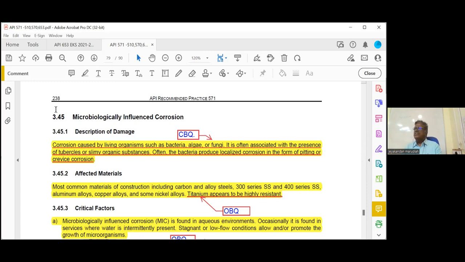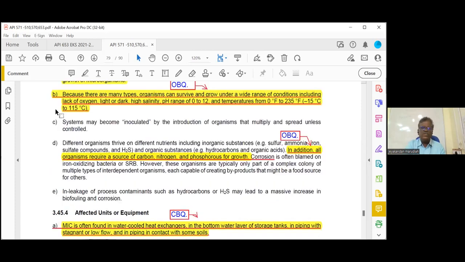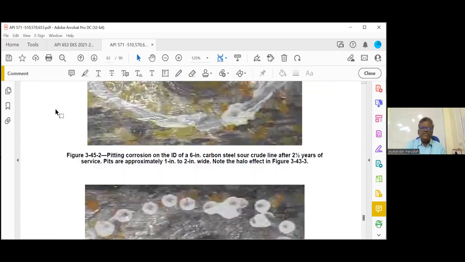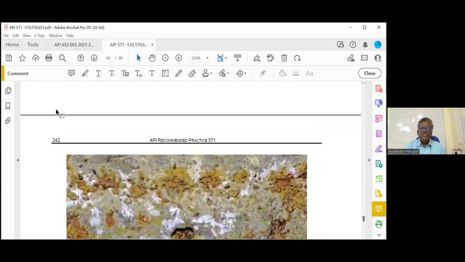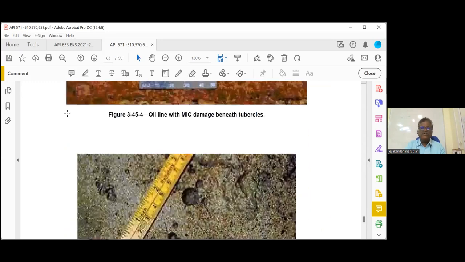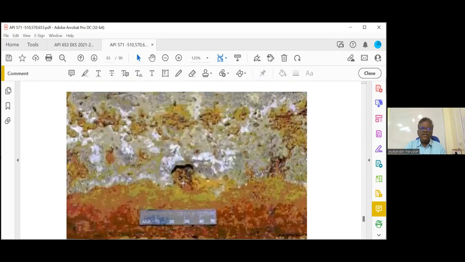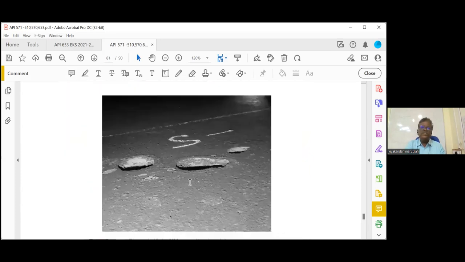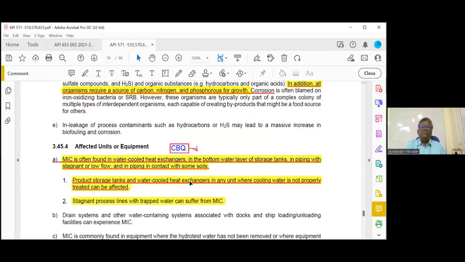Another one is called cup-shaped pit within a pit. There will be a big pit, and within it there will be another small pit. There is a picture. So you can see here, there is a big pit, and inside there will be a small pit. Big pit and another small pit. Pit within a pit is the characteristic of this one. Next one, how to prevent MIC.